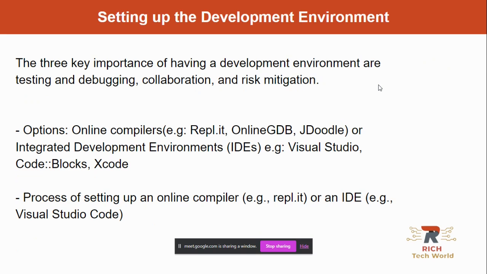All right. Okay, so after this particular slide, we are going to move to our computer. Then I'll show you how to set up online compilers for those using Windows or MacBook. All right. So we are going to learn about setting up the online or the development environment for C++. The three key importances of having a development environment are for what? Testing, debugging, collaboration, and risk mitigation.